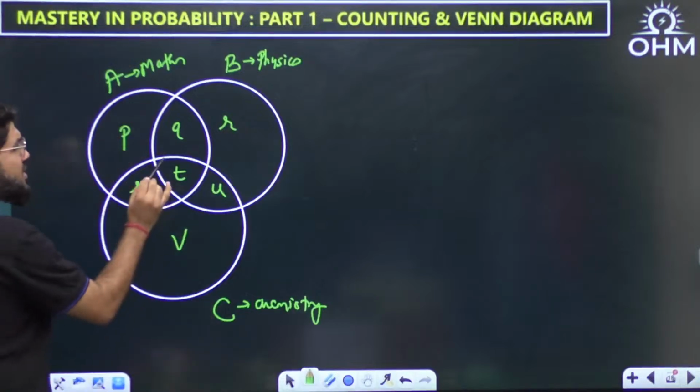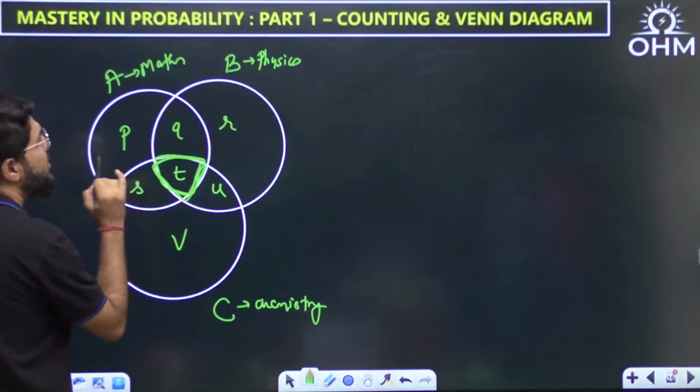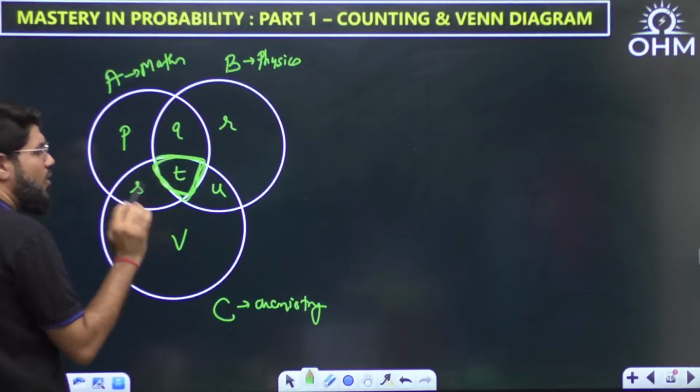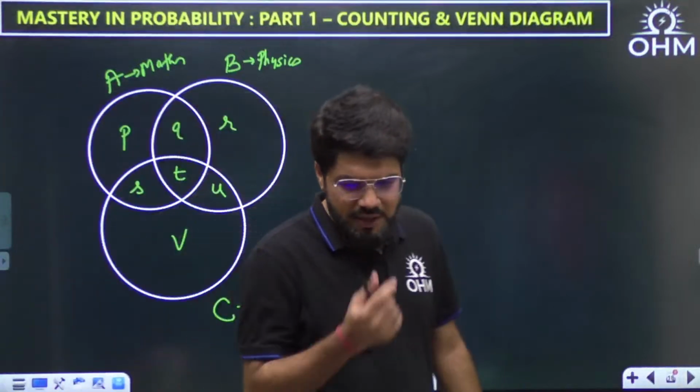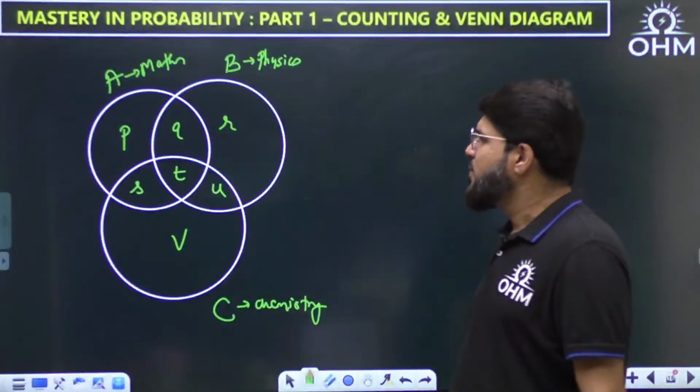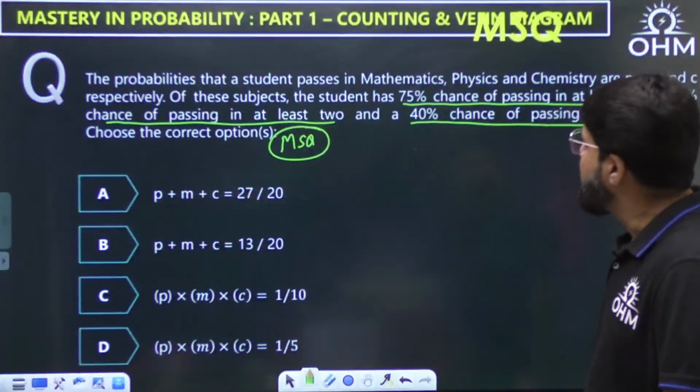So what is this T? T is the probability when all the 3 events will occur, because that is the region common to all 3. Now come here.